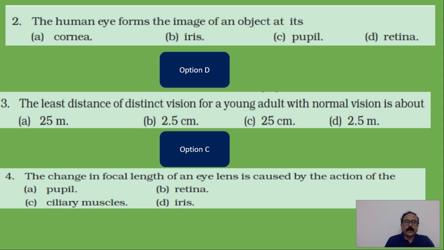The change in focal length of an eye lens is caused by the action of the ciliary muscles. When we talked about the construction of eye, it is discussed that ciliary muscles can contract or can relax. So ciliary muscles is the answer for it, and option C.